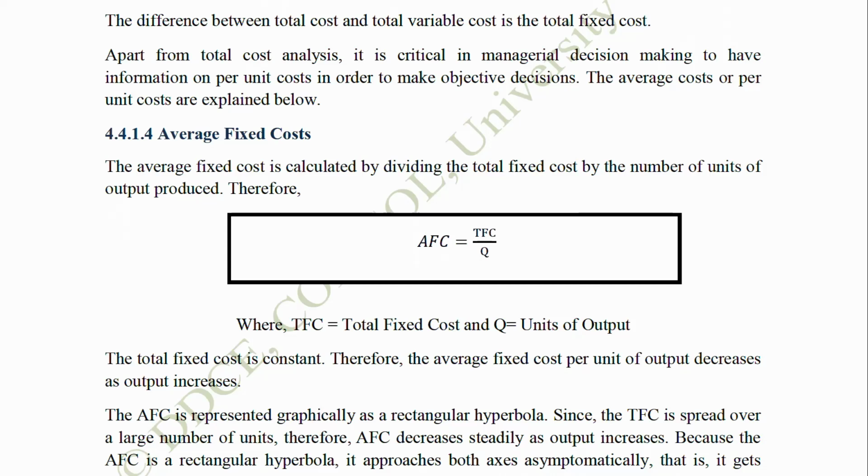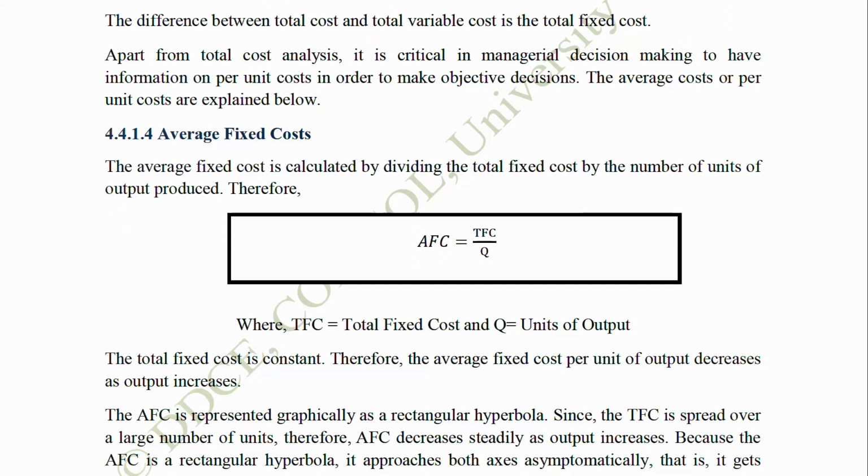4.4.1.4 Average fixed costs. The average fixed cost is calculated by dividing the total fixed cost by the number of units of output produced. Therefore, average fixed cost is equal to total fixed cost divided by the units of output. The total fixed cost is constant. Therefore, the average fixed cost per unit of output decreases as output increases.